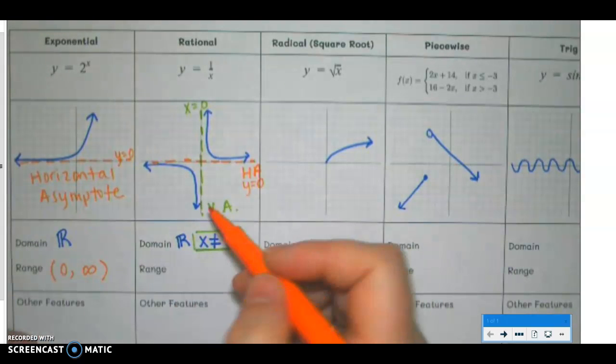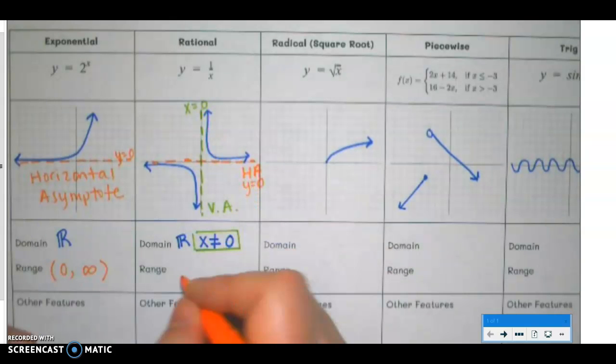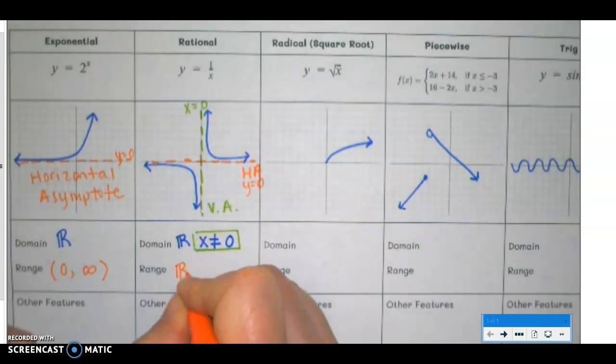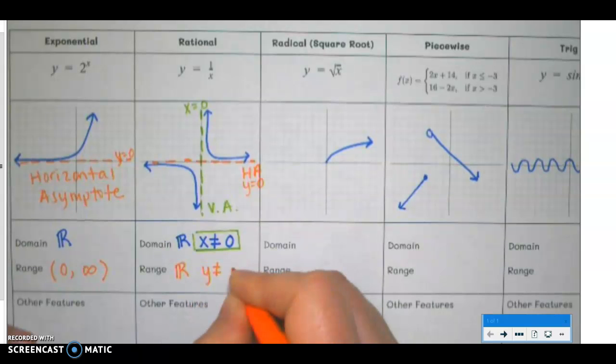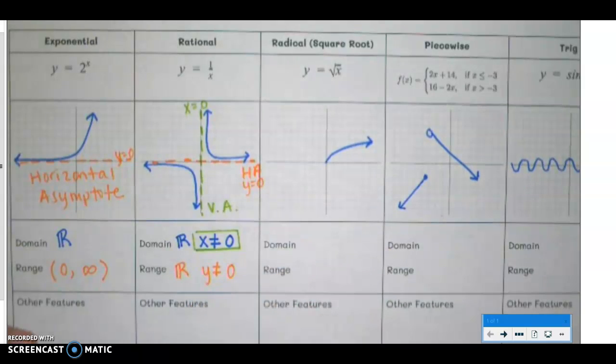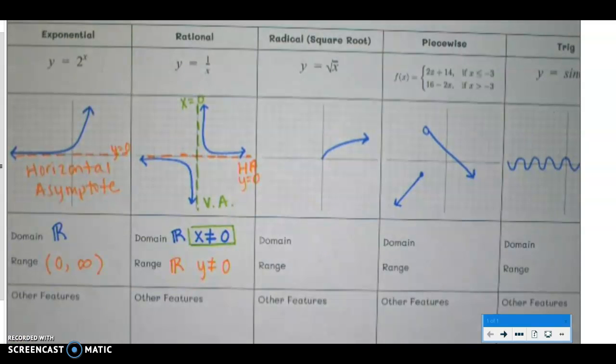All right, same thing for the range. There is an arrow down and an arrow up. So all real numbers except for y is equal to 0, because we have to jump over that horizontal asymptote.